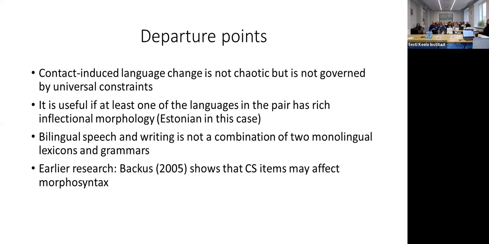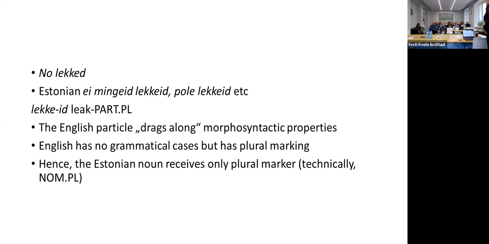Earlier research by Backus, who unfortunately couldn't come to this conference this year, in an earlier article indicates that a code-switched item can drag along morphosyntactic properties. So it's not just a word you insert, but it may change the morphosyntax of the main language. Hence "no leket", the title I chose for this presentation. In Estonian, if you have negation, you have the partitive case: ei mingeid leket, pole leket. So leket would be partitive plural. But you have the English negative particle "no", which drags along English properties, which means English has no grammatical cases, which means there is plural. So you get Estonian plural there. This is the mechanism here.